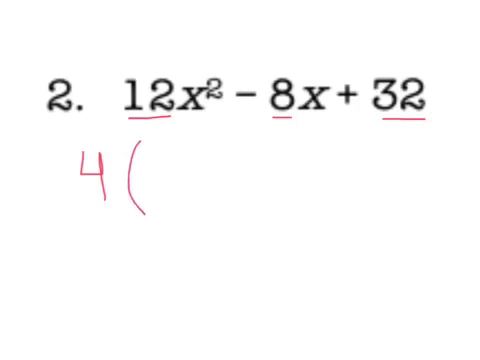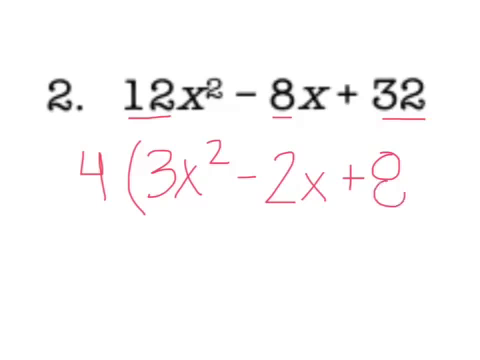So then we go through and divide each term by 4 and then write the result inside those parentheses. 12x squared divided by 4 is 3x squared. Minus, and 8 divided by 4 gives us 2, so we get 2x. And 32 divided by 4 is 8, so we end up with a plus 8.